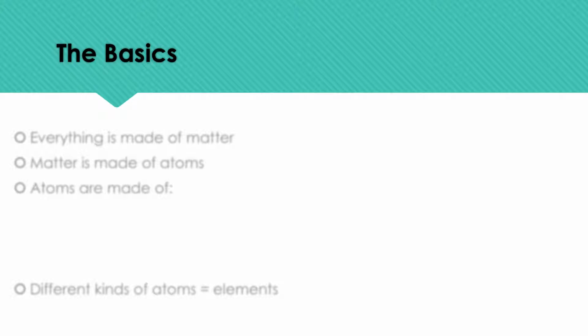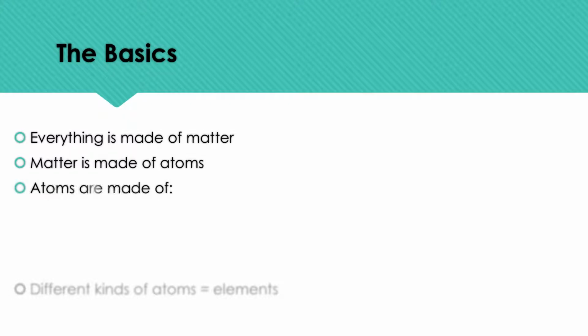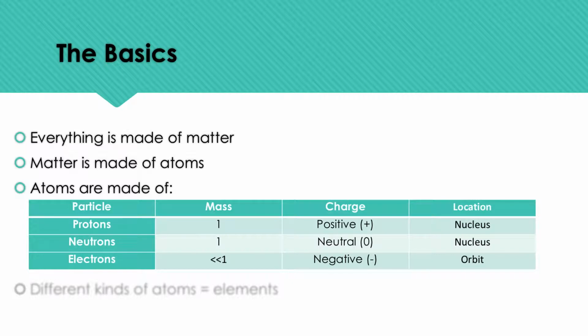So everything is made of matter. Matter is made of atoms, and atoms are made of three subatomic particles: protons, neutrons, and electrons. Protons have a mass of 1. So when we're thinking about mass from a scientific perspective, this doesn't change regardless of gravitational pull. Weight, on the other hand, does. So for example, your weight on Earth will be different than your weight on the moon. Your mass, however, remains the same.